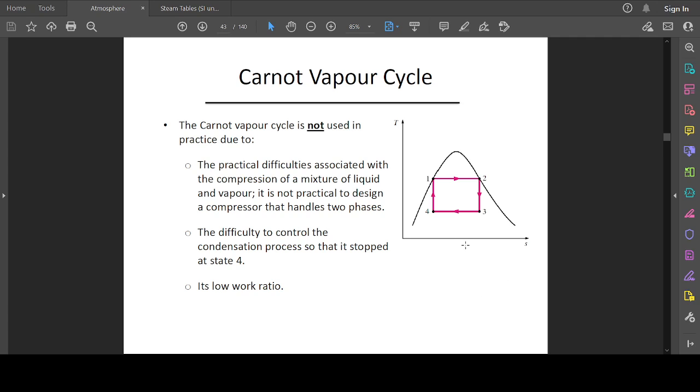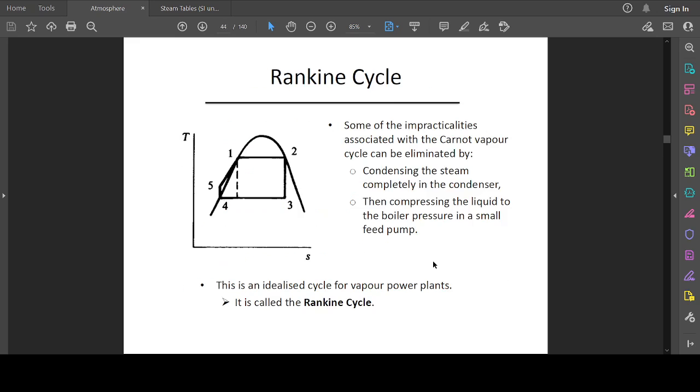For the next lecture, I'll be going into Rankine cycles, and you will get to see a bit of the difference between the Rankine cycle and the Carnot cycle as well. So see you in the next lecture.